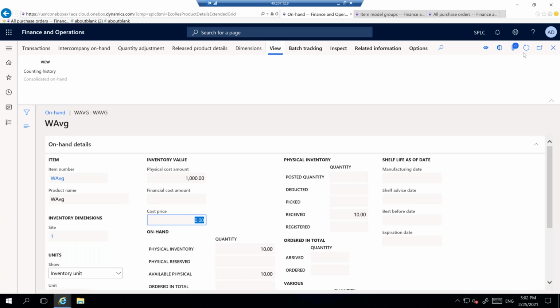If you refresh now, the financial cost amount is updated and cost price is 100, because of 1000, I have not sold anything, so each item is 100. Understood? Any doubt here? I hope it is clear.